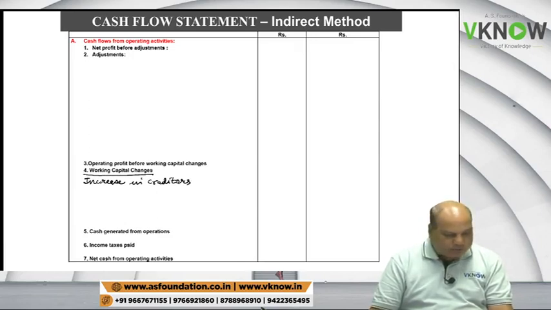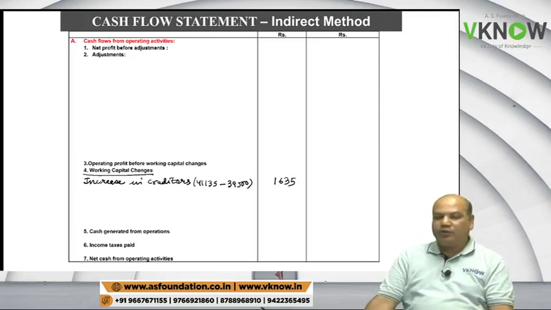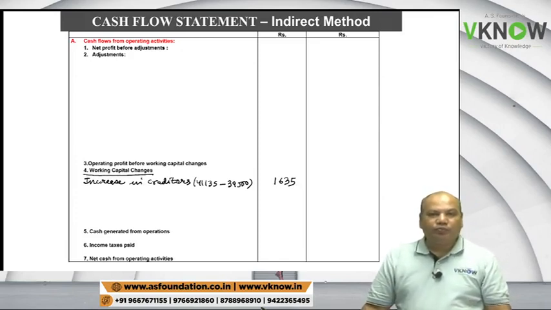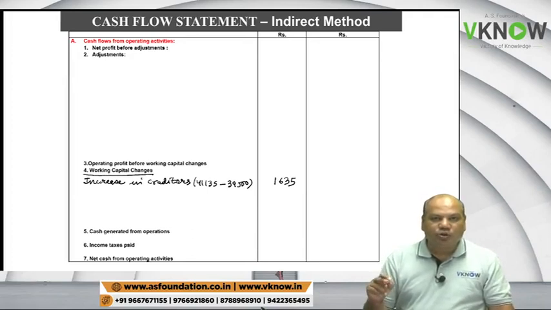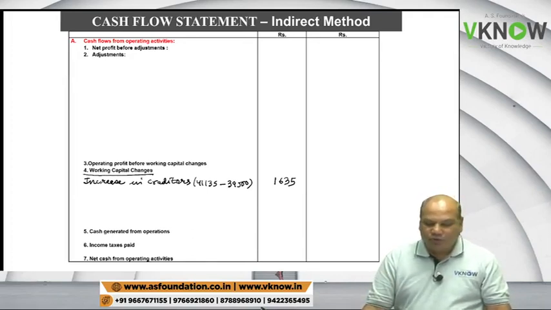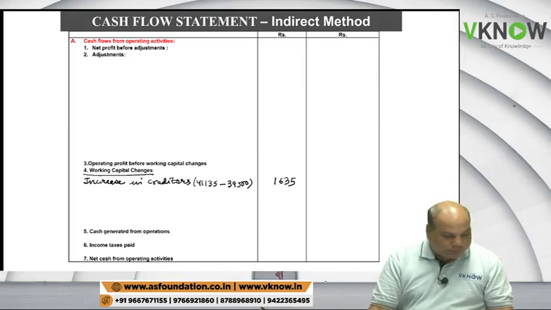Increase in creditor, take your calculator, 41,135 minus 39,500. So it should be 1635. 1635. So please reply now. Increase in creditor is increase in cash flow or decrease in cash flow? Increase in creditor is increase in cash flow. So let it remain positive number.